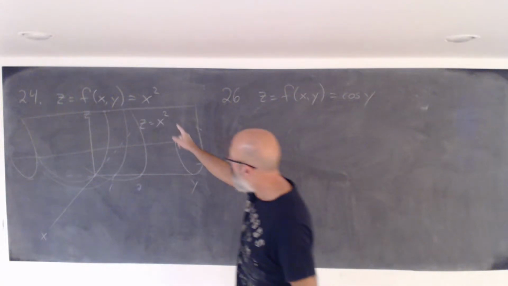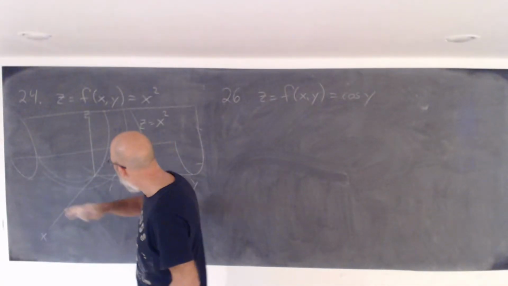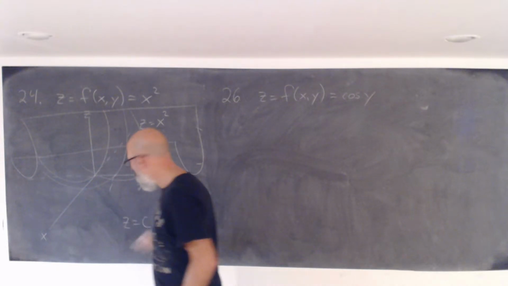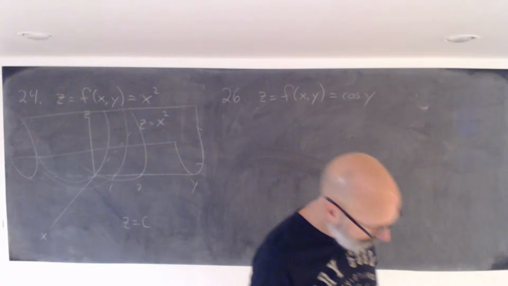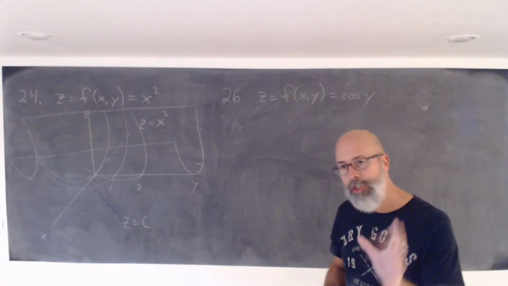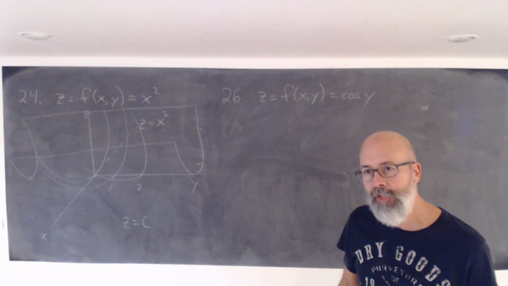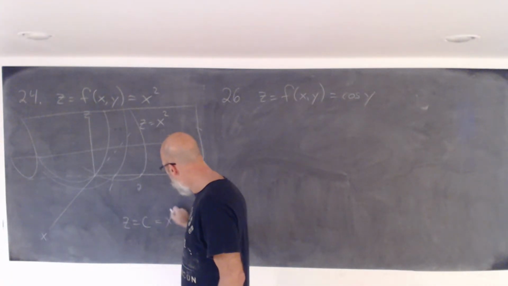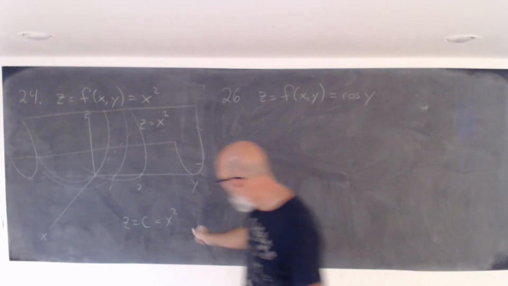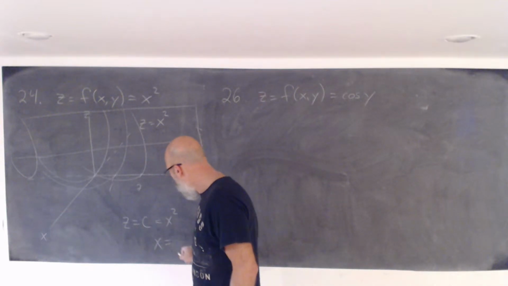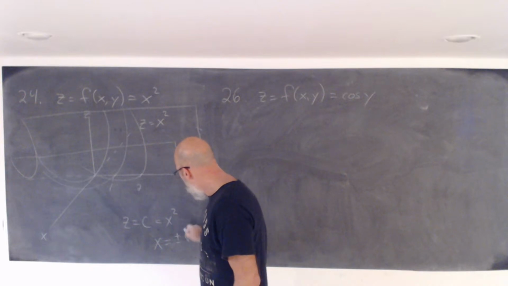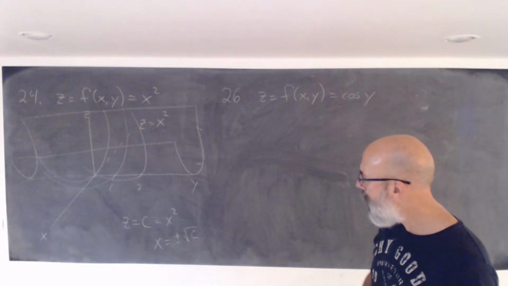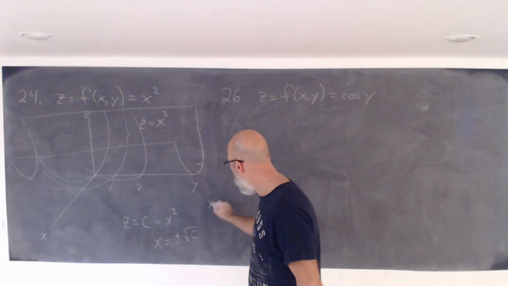Well, observe what happens if you do that. If you were to cut your parabola at z equals c, right? Because it still makes sense to ask the question, what are the level curves here? And what are the level curves? The level curves are x equals plus or minus root c. So what is x equals root c?